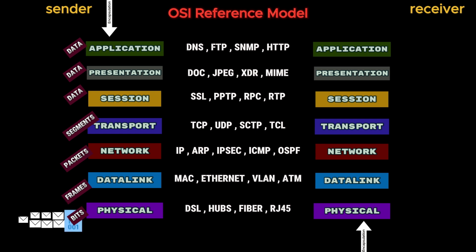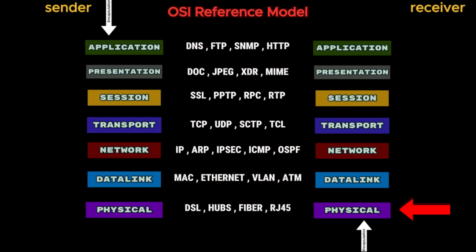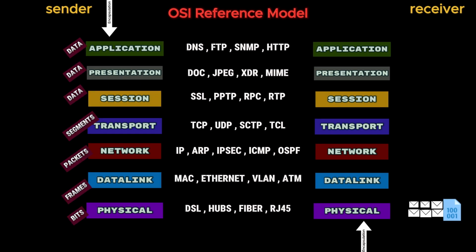Decapsulation moves in the reverse order, from layer 1 to layer 7 in the OSI model, as the packet travels to the receiving computer. Physical layer. This is the lowest layer that manages the electrical signals of a network device in use. The physical layer adds the bit sequence that marks the beginning of the packet and the trailer.